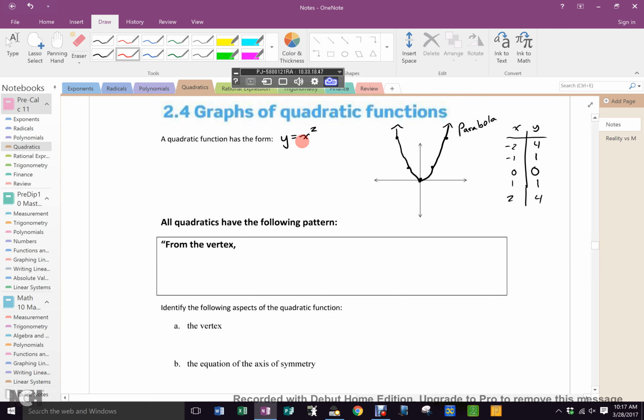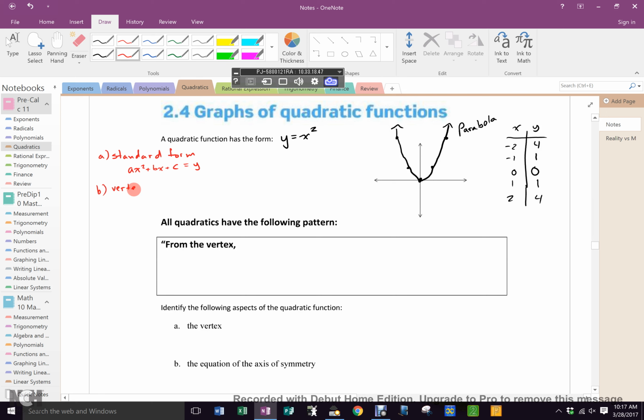Quadratic functions come in 3 different kinds of forms. The first one is standard form. And you guys saw this last year in grade 10. Standard form is ax squared plus bx plus c equals y. Okay? That's standard form. You saw that last year. We factored it. We did a bunch of stuff with it. Yeah?